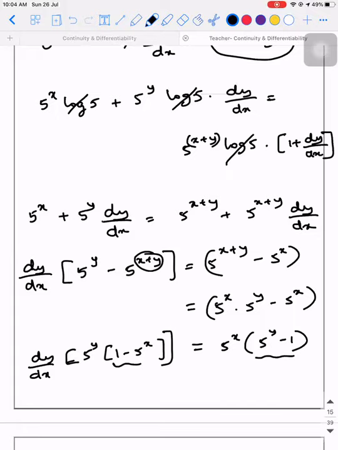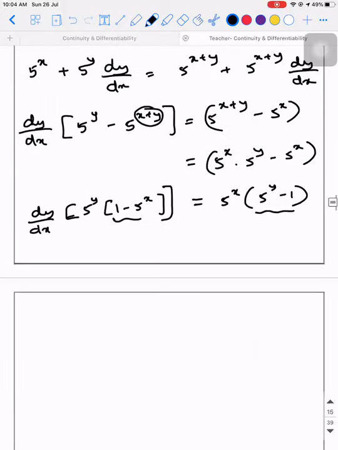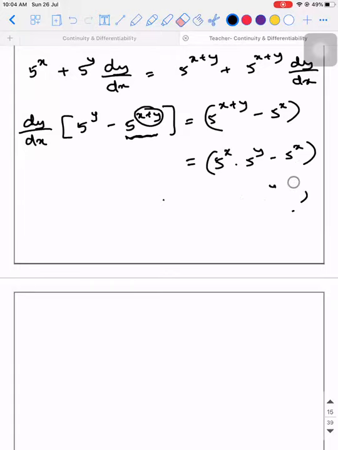Sir, if we substitute 5 power x plus y as 5 power x plus 5 power y, 5 power y gets cancelled. We'll get minus 5 power x... Which 5? This one, you're saying? Yes, sir. We can substitute 5 power x plus y. That's what I was doing. What went wrong?